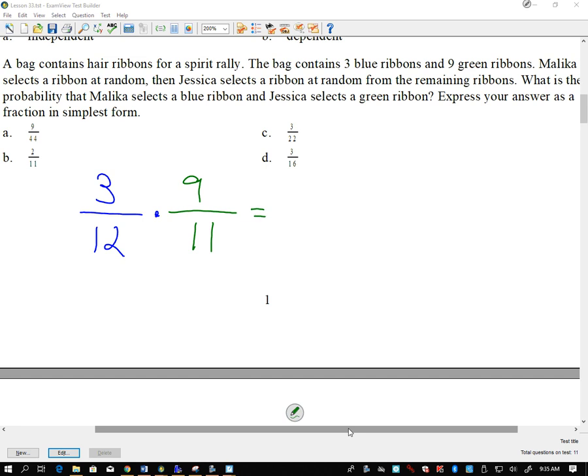So 9 times 3 is 27, and then we need 12 times 11. We're getting all kinds of crazy numbers. 132. Okay, we should be able to reduce that. We can probably divide everything there by 3, right? What's 132 divided by 3? So we get 9/44.